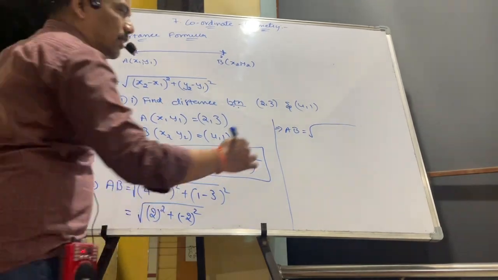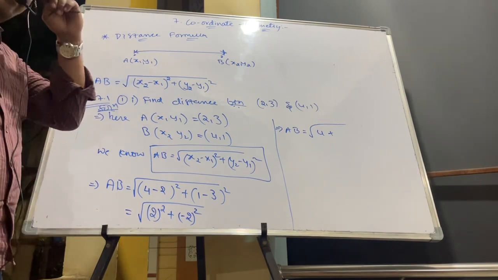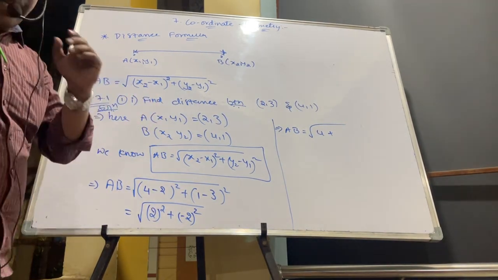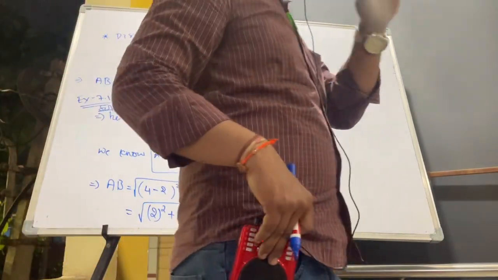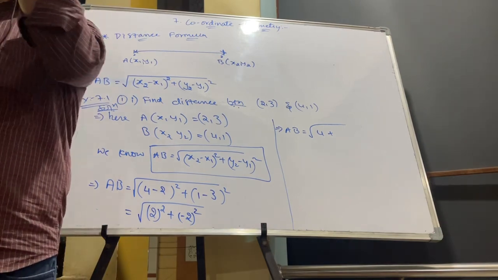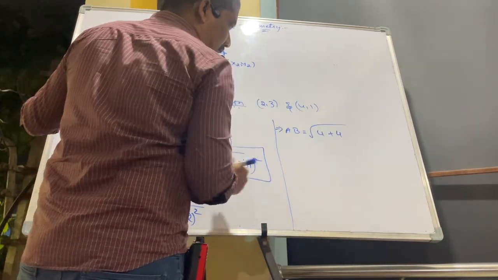2 square how much? 4. Minus 2 square is also 4, because minus is there and square is there. Whenever the power is an even number, the minus will automatically become plus. Right, 2 square will now be 4. So clear up to this?